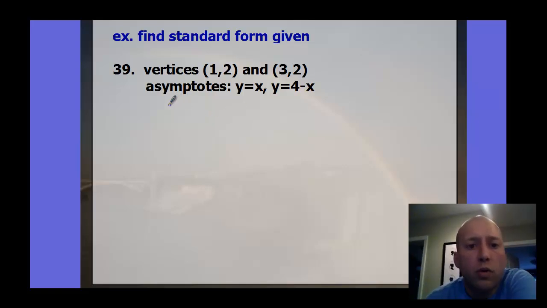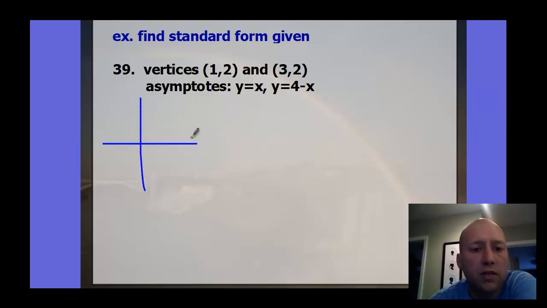Let's find standard form given this information. So we know our vertices, and I'll sketch it. Vertices are (1, 2) and (3, 2). So these are our vertices, which means that the branches are moving like this. So I know that's going to be horizontal.